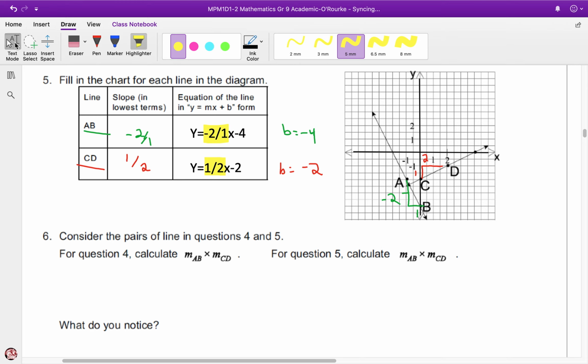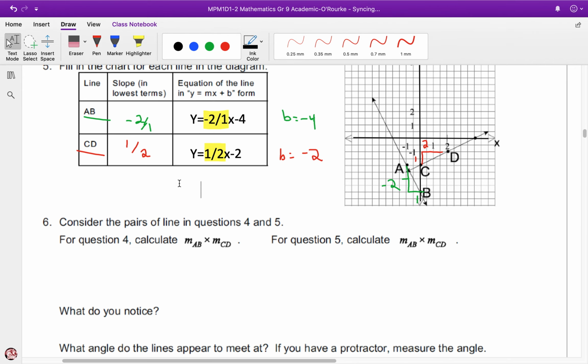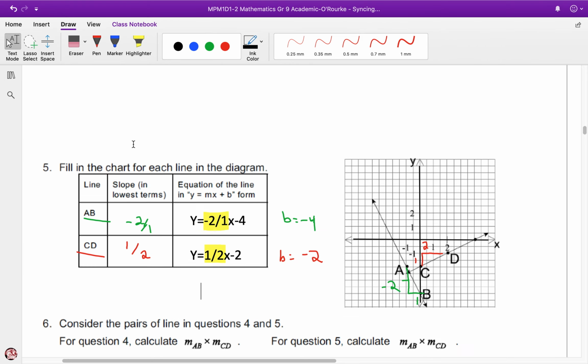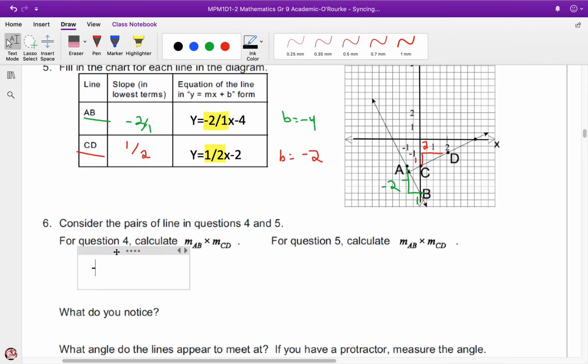Now, it asks this nice little question here. Consider the pairs of lines for question 4. So it's the one up here. Calculate the slope of AB times the slope of CD. So we have negative 2 over 3 multiplied by 3 over 2. I use my calculator there real quick. Top times top is going to equal negative 6, so negative 2 times 3. Then bottom times bottom is going to be 3 times 2, which is 6, which equals negative 1.